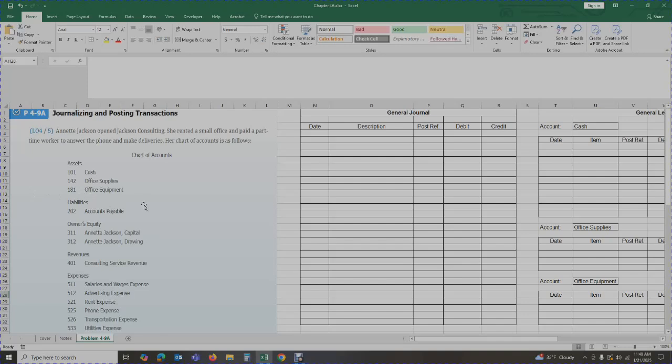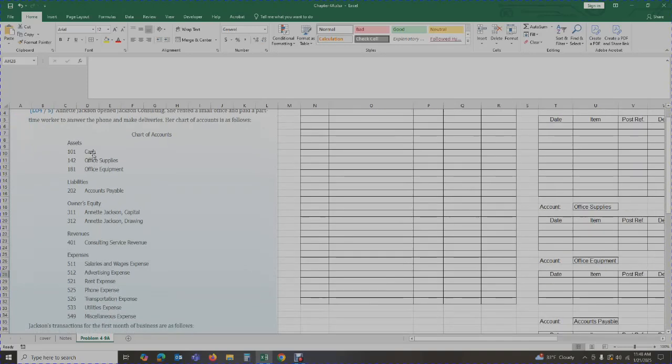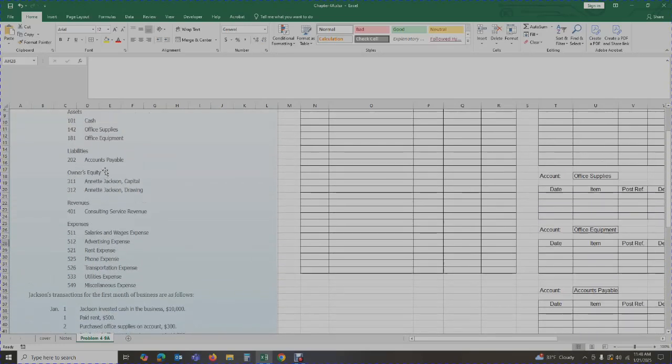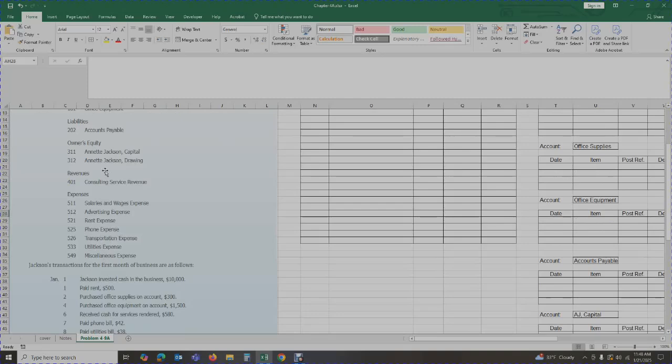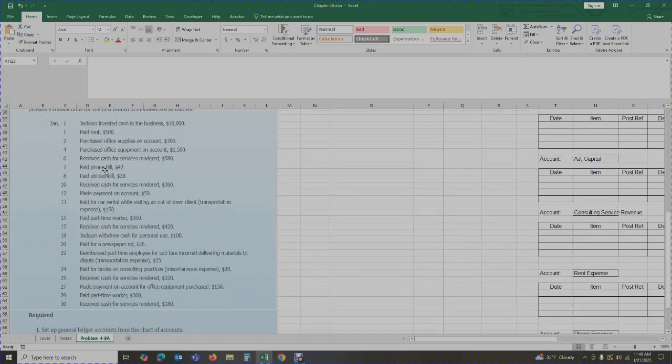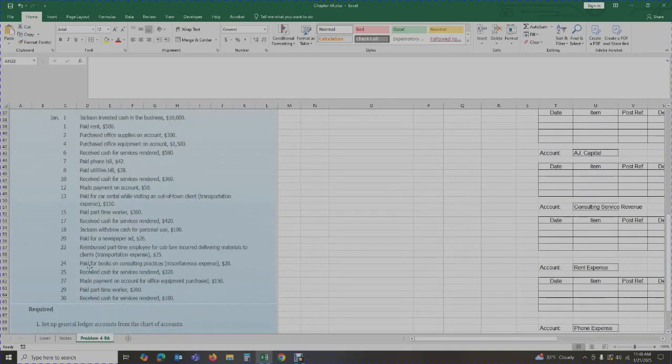We have Anna Jackson, Open Jackson Consulting. She rented a small office and paid a part-time worker to answer the phone and make deliveries. We are provided with the chart of accounts. Now, each account has an account number, and we're going to be needing those account numbers, okay? So these are all of the accounts that the business has as of today, right? And then we have a whole bunch of transactions from January the 1st through the 30th. These are transactions for a month.